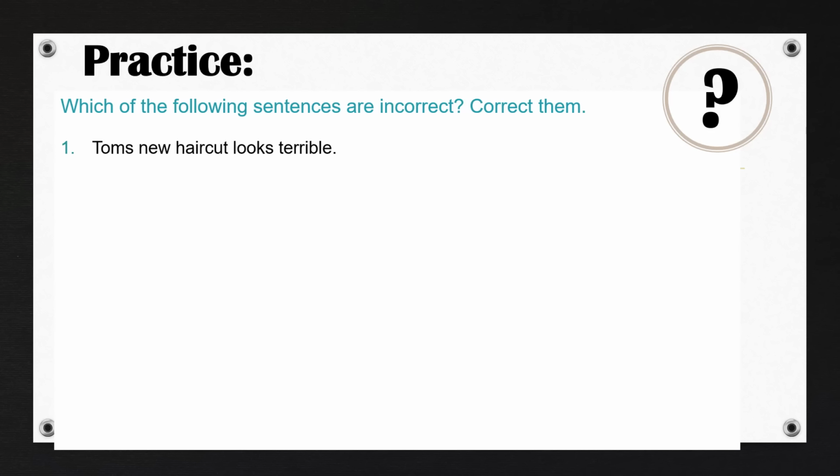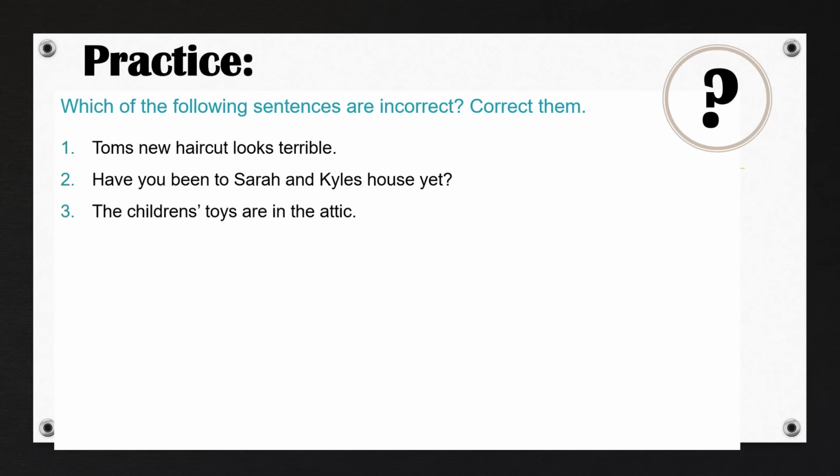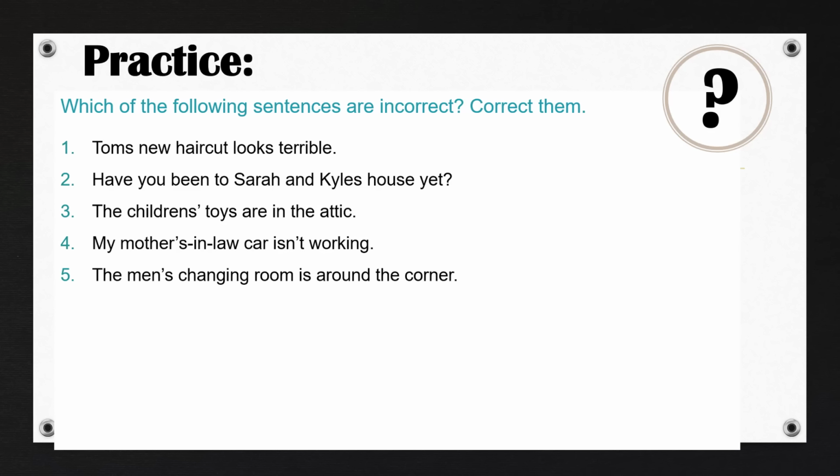Number 1, Tom's new haircut looks terrible. Number 2, have you been to Sarah and Kyle's house yet? Number 3, the children's toys are in the attic. Number 4, my mother's-in-law car isn't working. Number 5, the men's changing room is around the corner. Number 6, my baby's blanket is in the washing machine.